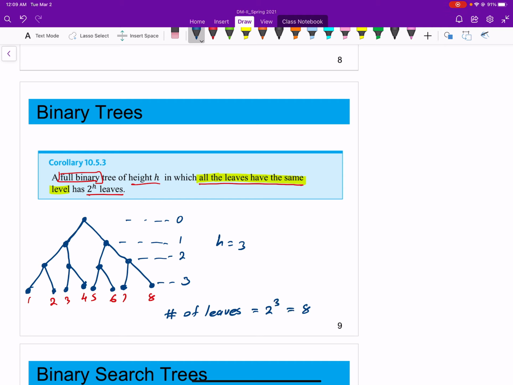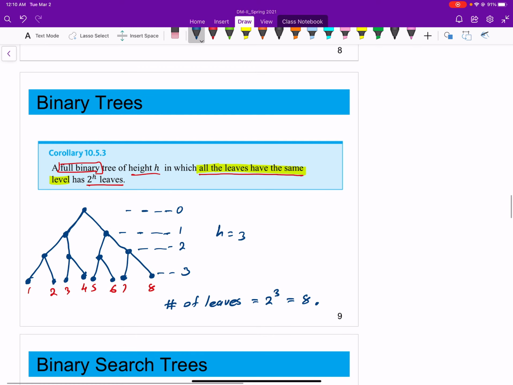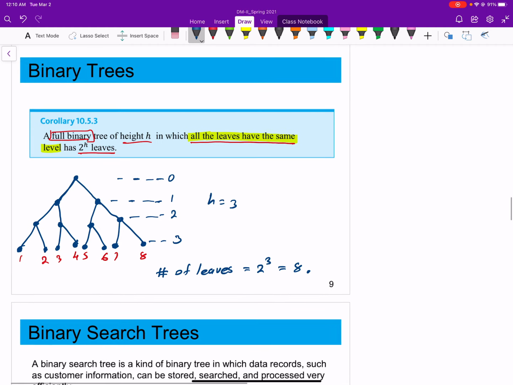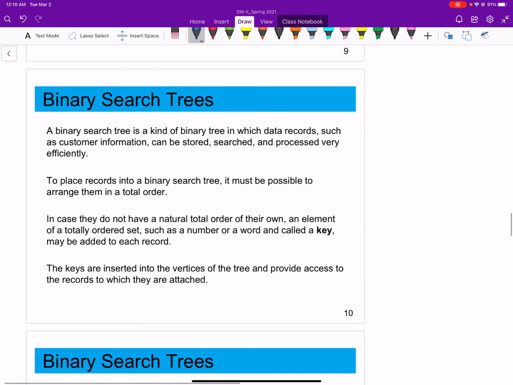Alright, the number of leaves equals 2 to the power 3. Now this is very important. You understand that this is a very important corollary. This corollary holds for the trees which are full binary trees, where all the leaves have the same level. Okay, now we go forward.